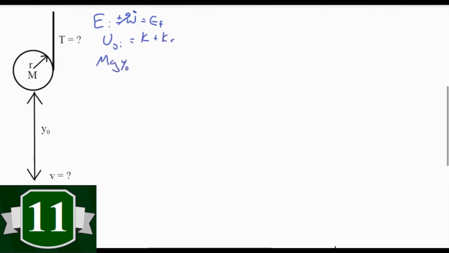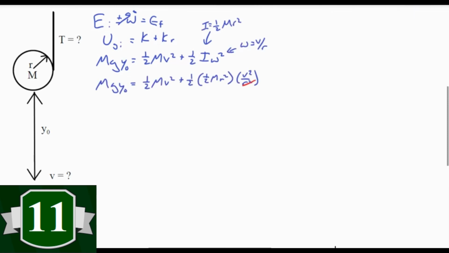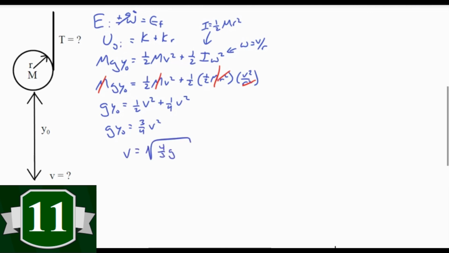That's mg y naught equals 1/2 mv squared plus 1/2 I omega squared. Look up the moment of inertia for a cylinder. It's 1/2 mr squared. Omega is v over r. Substitute those in, cancel your masses, and cancel those r squareds. Solve for v and you get the square root of 4/3 g y naught.